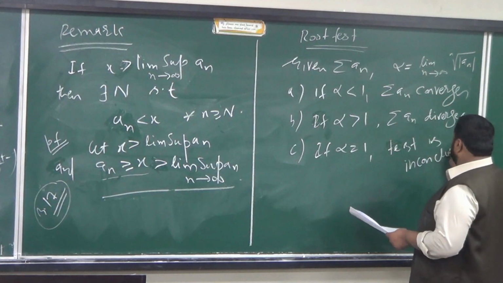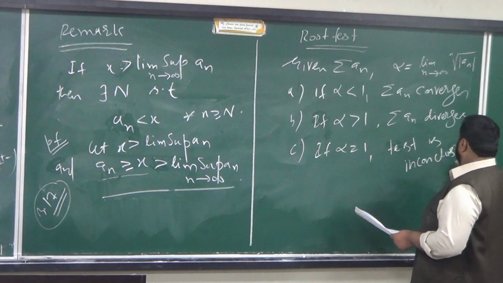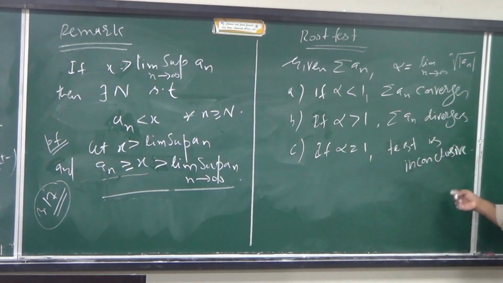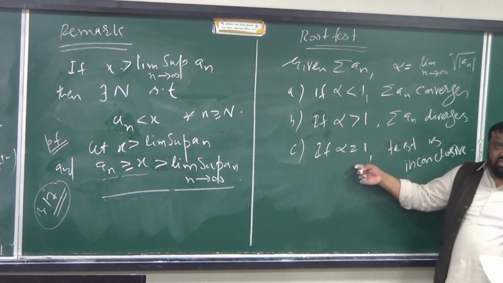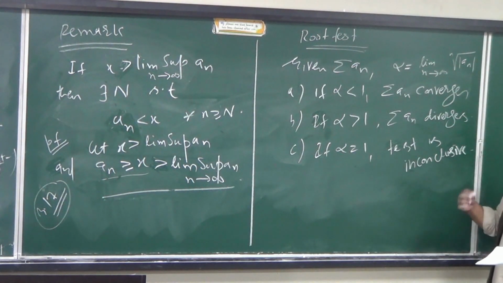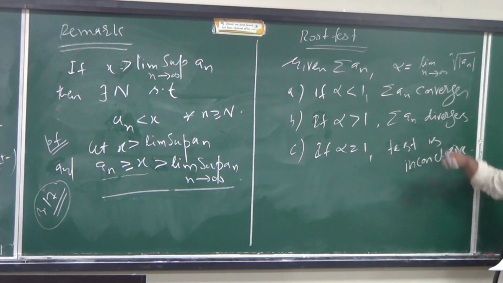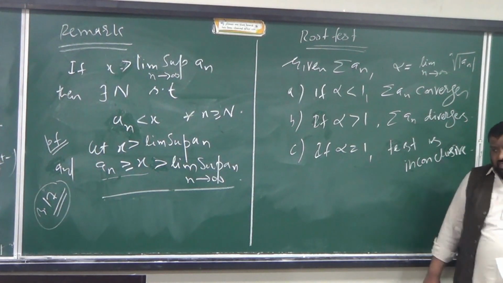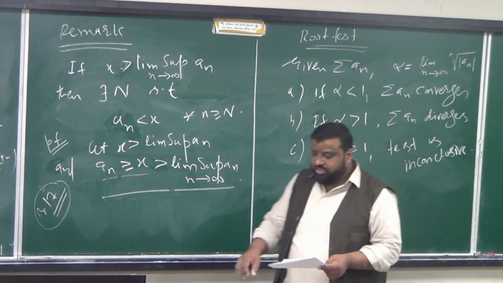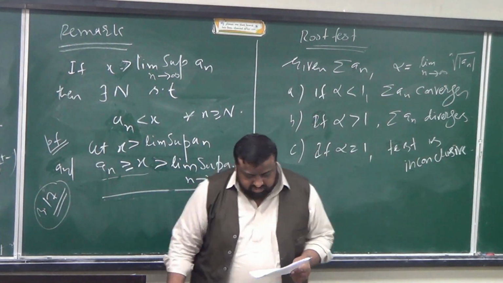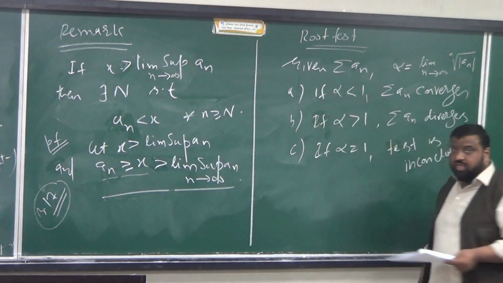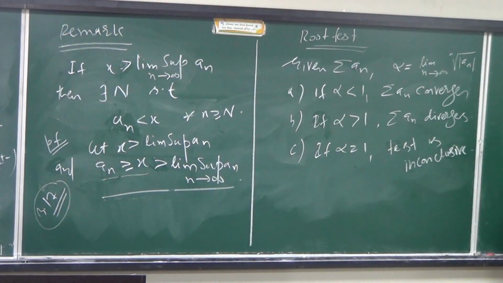In other words, what is the meaning of this? This means that if alpha is 1, you can have series which converge and you can have series which diverge. This was something that you learned in maybe calculus courses. But this was about the limit actually.